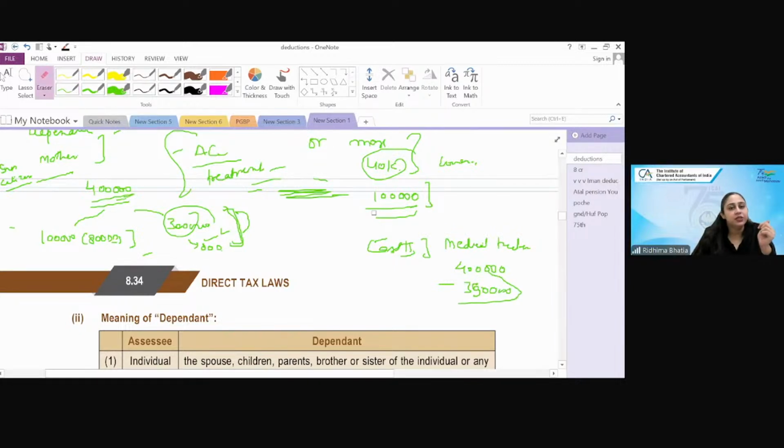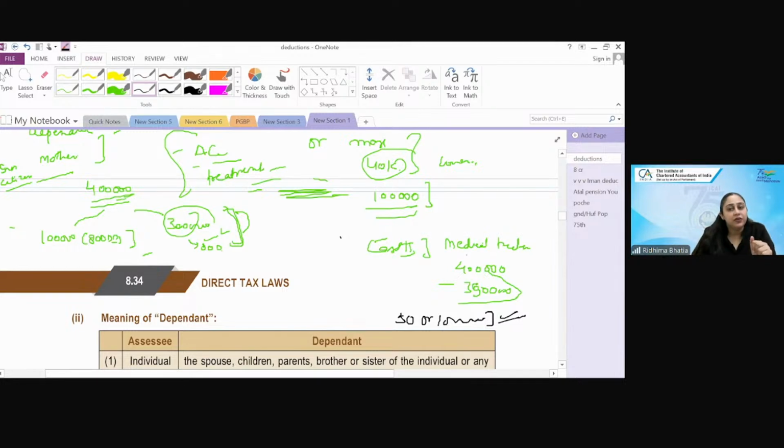You will not say the actual expenditure is 4 lakhs. No, you've already recovered 3,50,000. So for you, the actual expenditure is 50,000. So you'll compare 50,000 or 1 lakh, whichever is lower. Got it? So please be very careful.